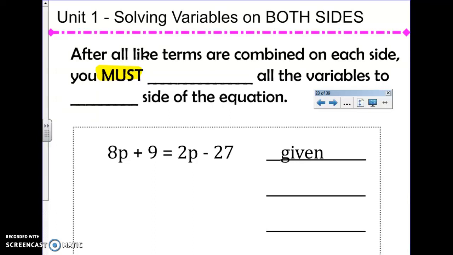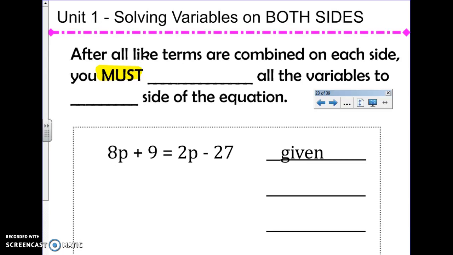Hello, this is Mrs. Ringrose, and we are working on another skill in order to solve variables in an equation. Sometimes you have an example where there's a variable on both sides. If you notice the example I just gave you, 8p plus 9 equals 2p minus 27, there's going to be an extra step in there that you need to do in order to solve correctly.